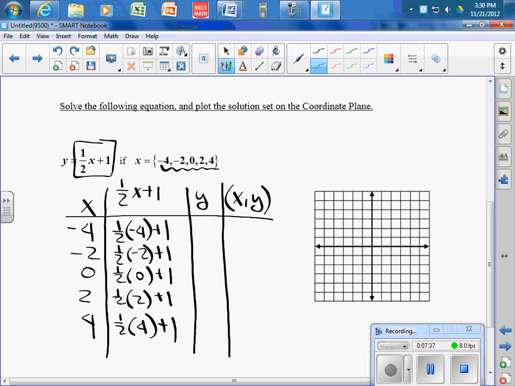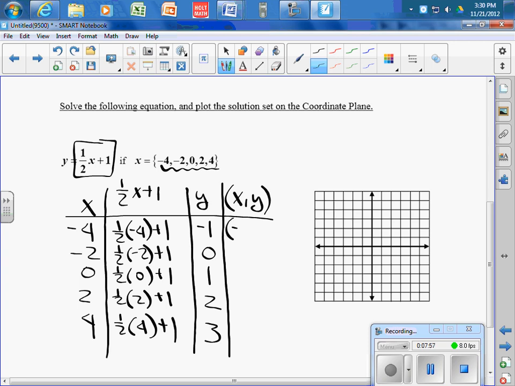Well, I get negative 2 plus 1 is negative 1. I get negative 1 plus 1 is 0. 1/2 times 0 is 0. 0 plus 1 is 1. Half of 2 is 1. 1 plus 1 is 2. Half of 4 is 2. 2 plus 1 is 3. So I have all these points.